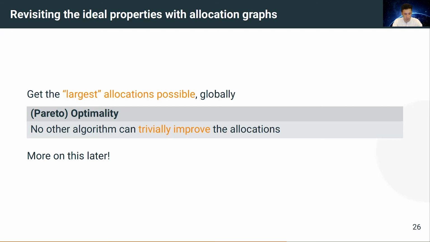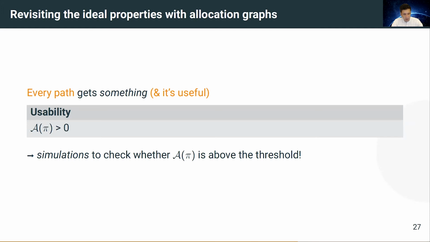for the GMA algorithm. The requirement that every path gets some allocation and this allocation is useful is presented in two ways in the paper. The first part of the requirement is given by the usability property, in which we have that for any path, the allocation must be positive. And its usefulness is shown in simulations to check whether the results of this allocation are above a certain useful threshold in real-life communication networks. You can find more details about the simulations in the papers, but in the interest of brevity, I will not discuss them in this presentation.